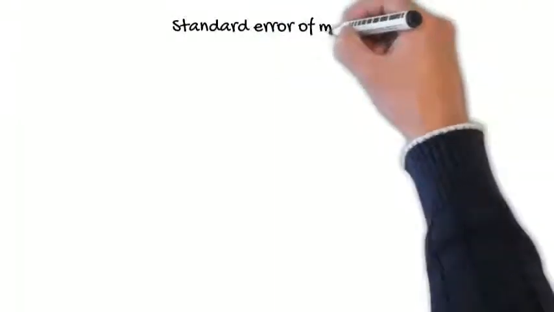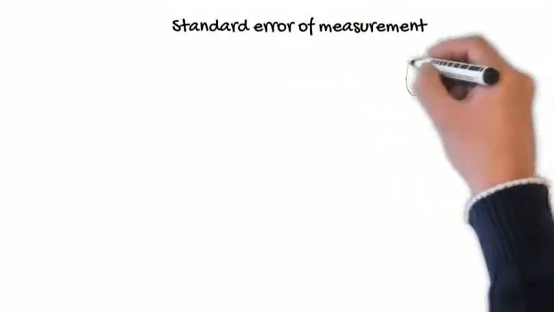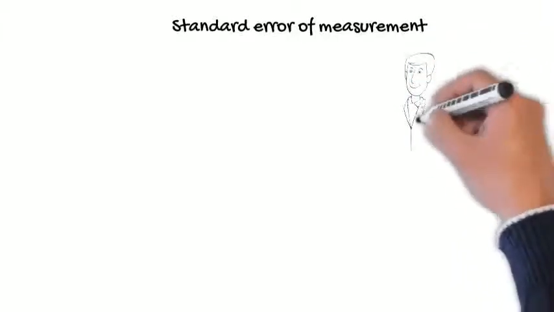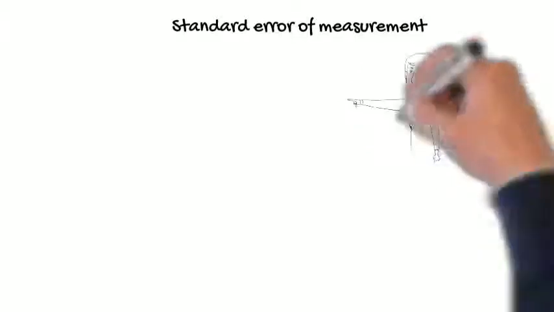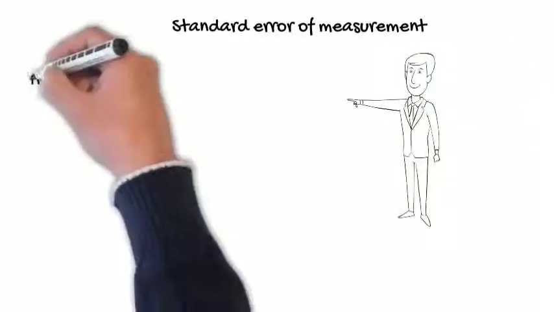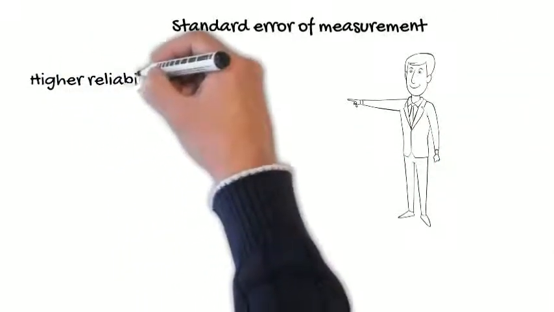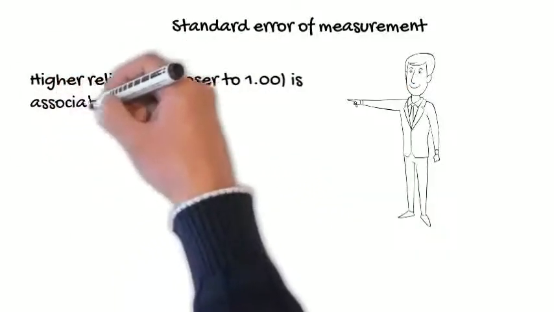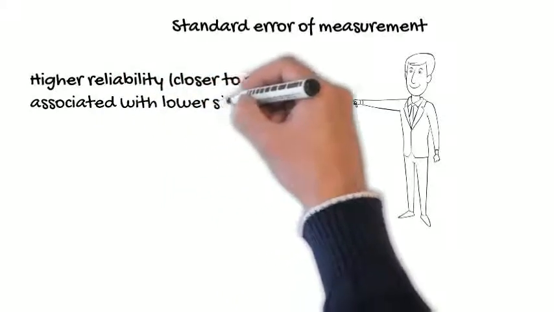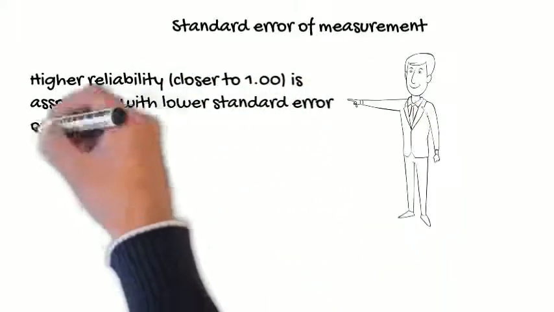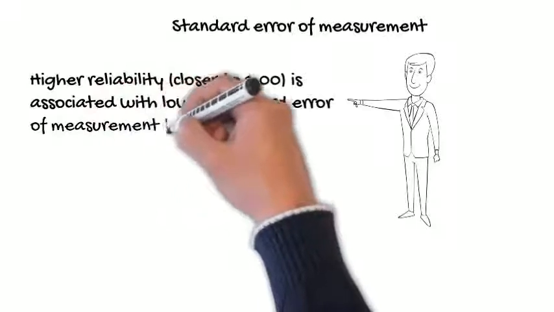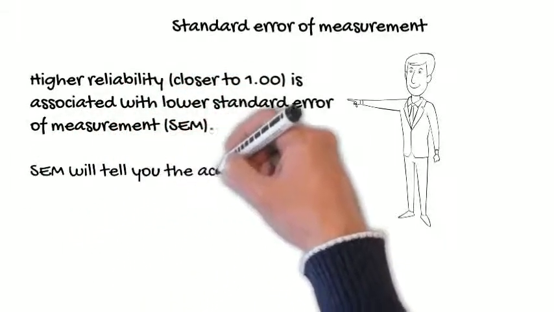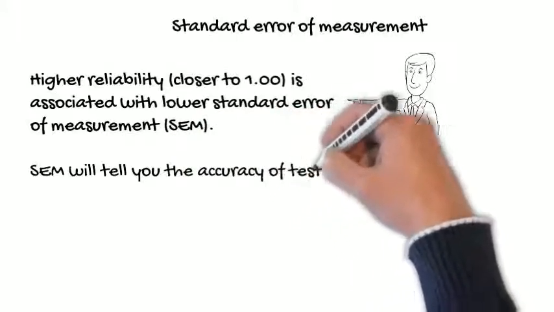Let's talk about the concept of standard error of measurement. Based on a reliability, you can calculate how many points you can expect a test score to vary. Test scores are thought of as a theoretical true score plus or minus error. So standard error of measurement tells you how much error. High reliability, close to 1, is associated with low standard error of measurement. Standard error of measurement will tell you the accuracy of test scores.